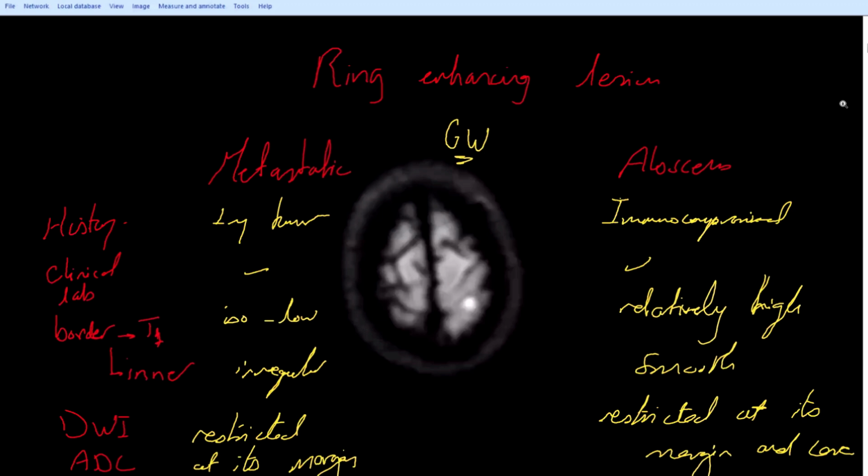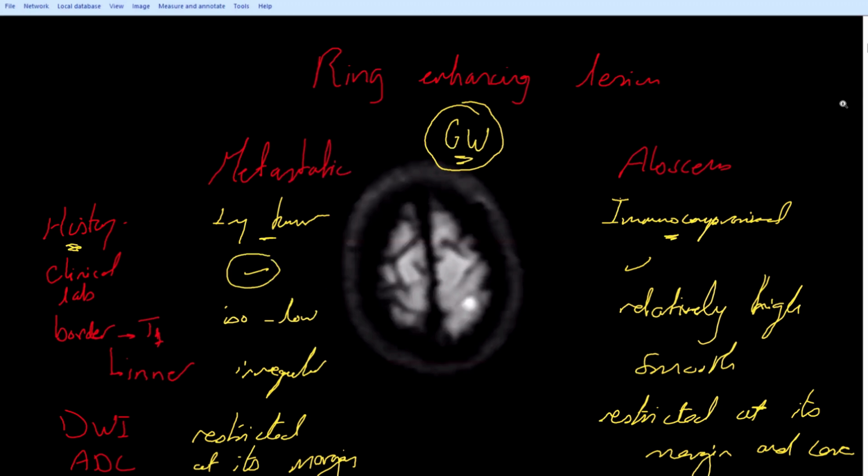So let's concentrate on the two most important entities in our differential diagnosis, metastatic lesion and abscess. Both of these lesions are mostly located at the gray-white matter interface because of hematogenous spread. If we have a history of primary tumor, it suggests metastatic lesion. If the patient is immunocompromised, it goes with abscess. Clinical and laboratory findings and inflammatory markers are not present in metastasis, but are present in abscess.